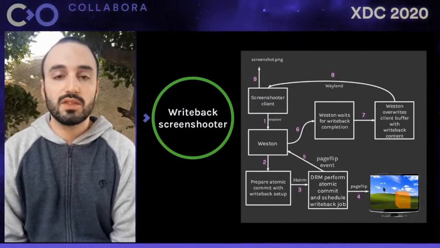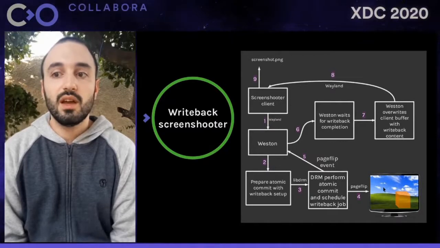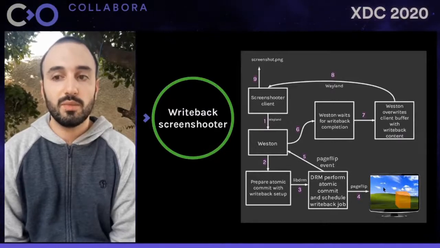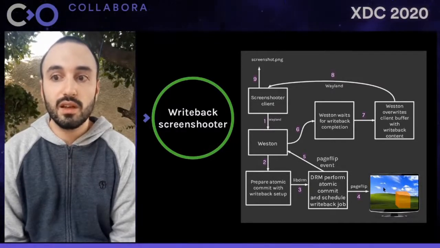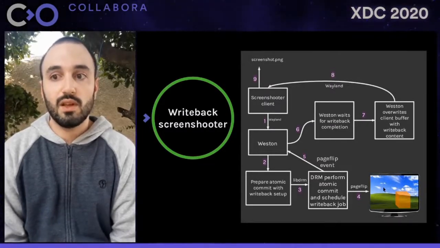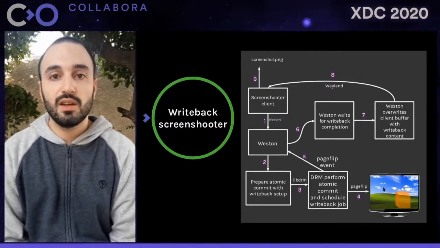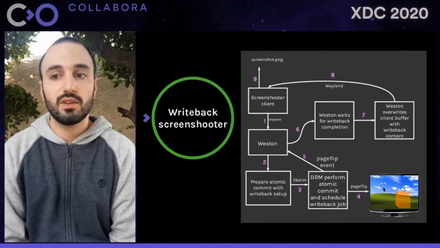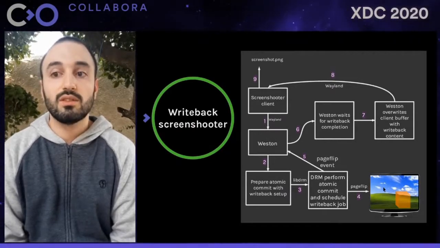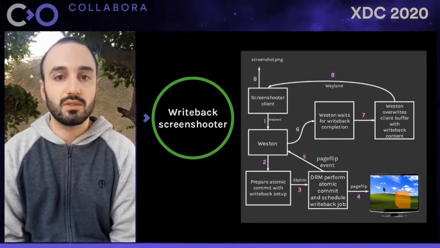And it's important to notice that the Writeback job is not synchronous to the atomic commit completion, and so Weston will receive the page flip event. That means that the atomic commit completed, and now Weston needs to wait for the Writeback job completion. When this happens, Weston can get the buffer that the client shared and overwrite its content with the content of the Writeback. And so it will use Wayland again to tell the client that the screenshot is done. And the client will simply save the screenshot in a file.